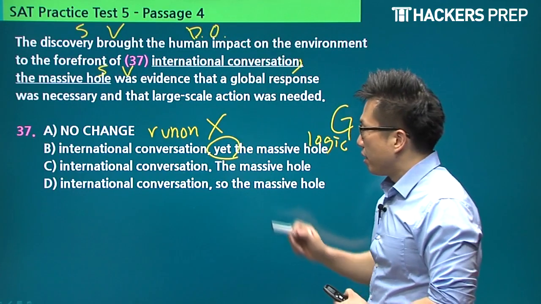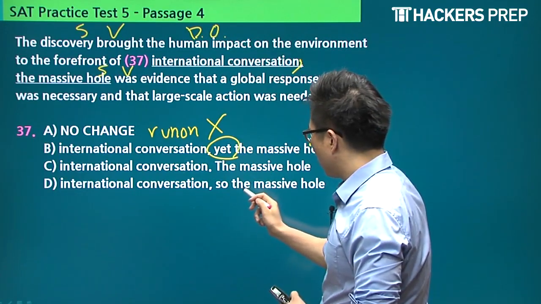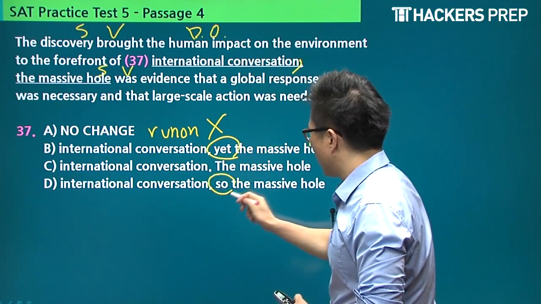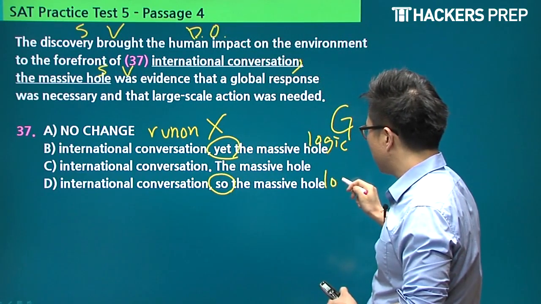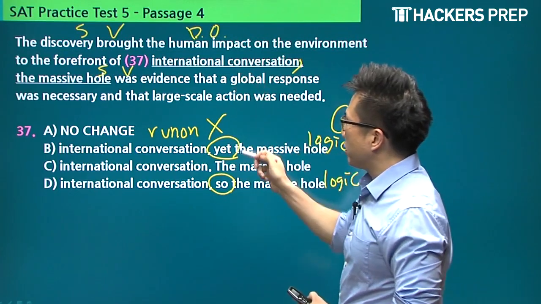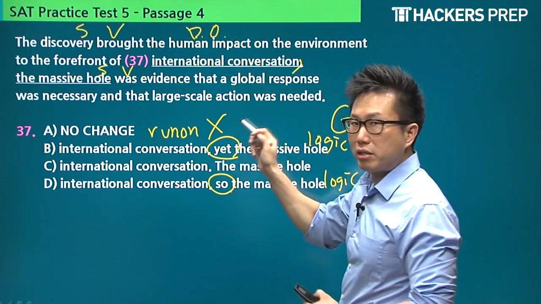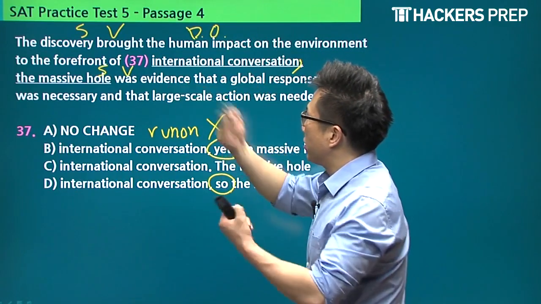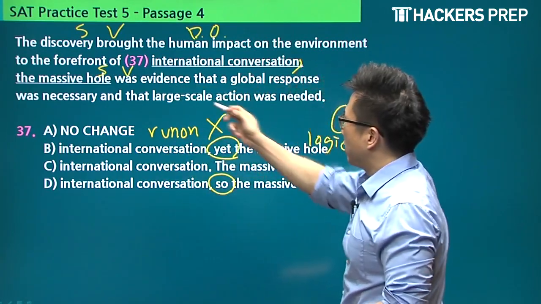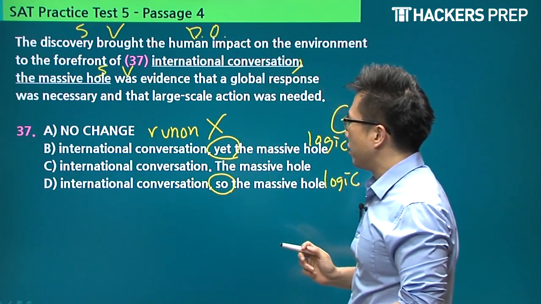And look at D. International conversation, so the massive hole was evidence that. Now, this is also incorrect logic-wise. Okay, this doesn't make sense here. Just consider this idea. Basically, if you put so here, it means that since it was a big topic, since it came to the forefront of the conversation, the hole was evidence that it was necessary.